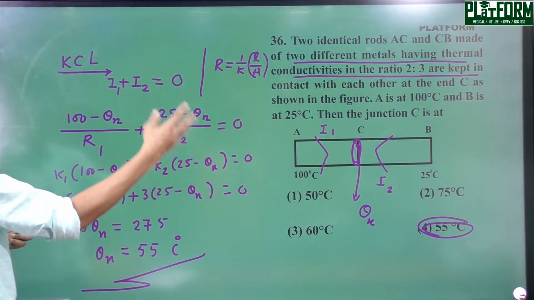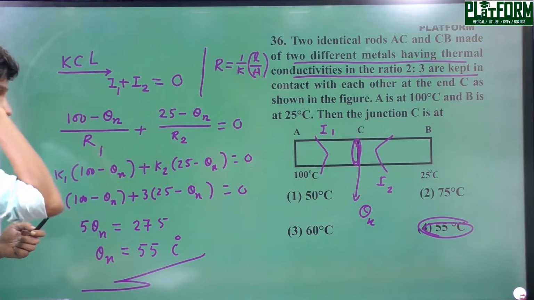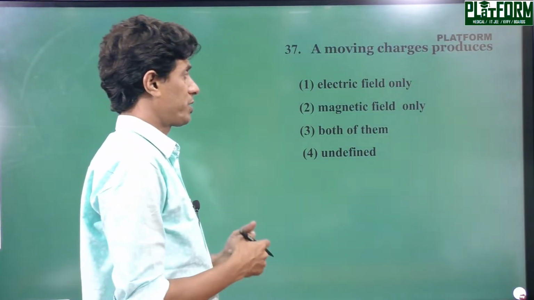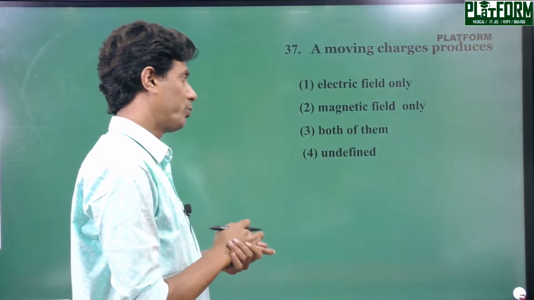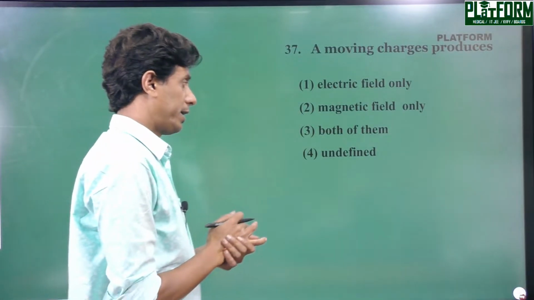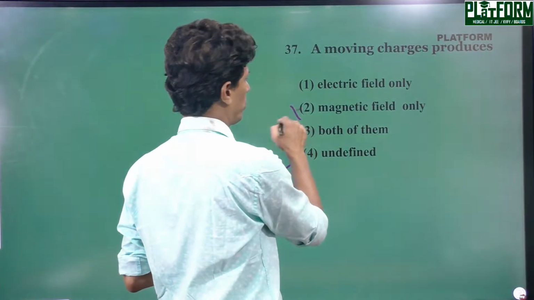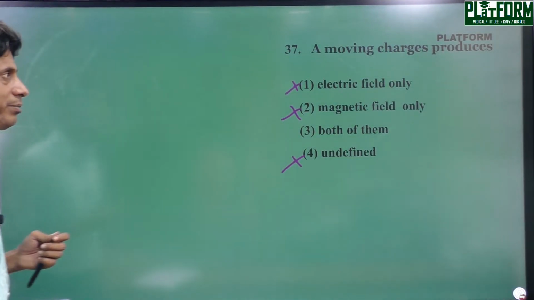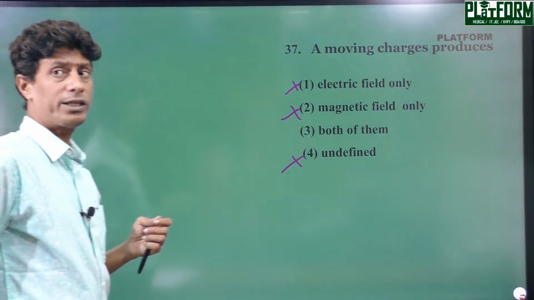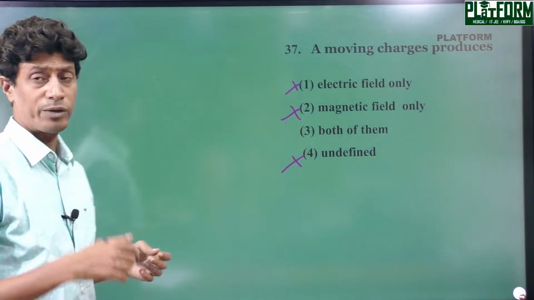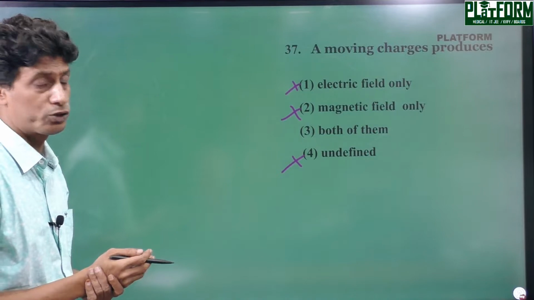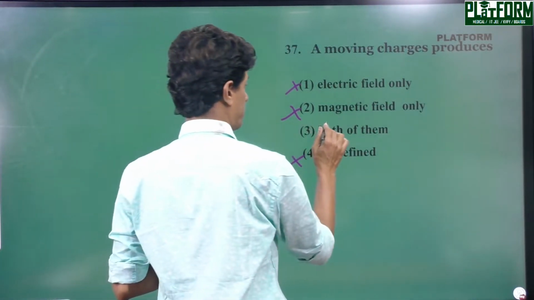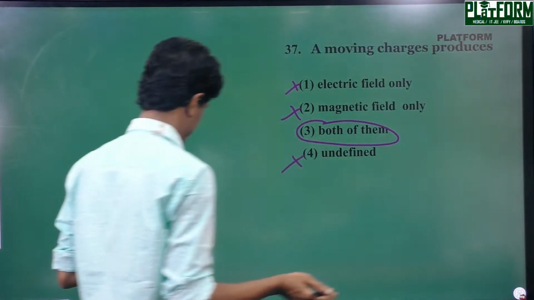The question is selected from the deleted topics. Next problem: a moving charge produces electric field only, magnetic field only, or both of them. One of these is not true. A charge can produce both electric field and magnetic field. A charge always produces an electric field around it, and a moving charge also produces a magnetic field around it. So we must choose here the option both of them. Okay, next problem.